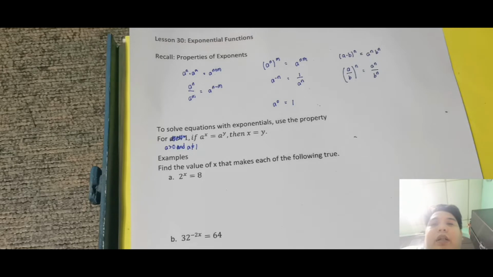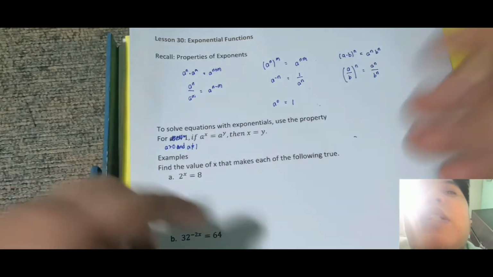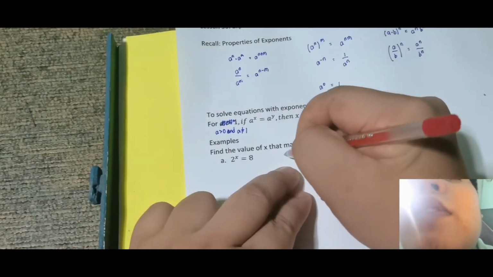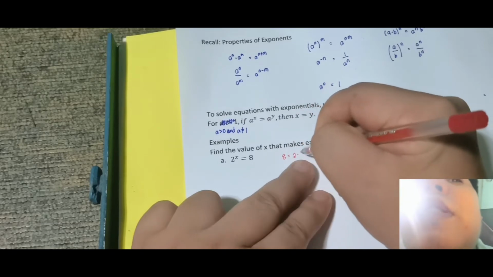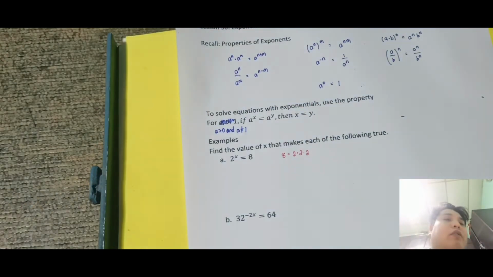Now, we have an example. Find the value of x that makes each of the following true. So, again, anong goal? Ang goal lang natin is to make the left and right equation equal base. So, regardless, kahit ano yung naka-raise sa kanila, i-equate lang natin yun using yung property na yan. Okay, so, for letter A, we have 2 raised to x is equal to 8. So, paano namin magiging 2 raised to something si 8? Remember that 8 is just equal sa 2 times 2 times 2, kasi 2 times 2 times 2 is equal to 8.